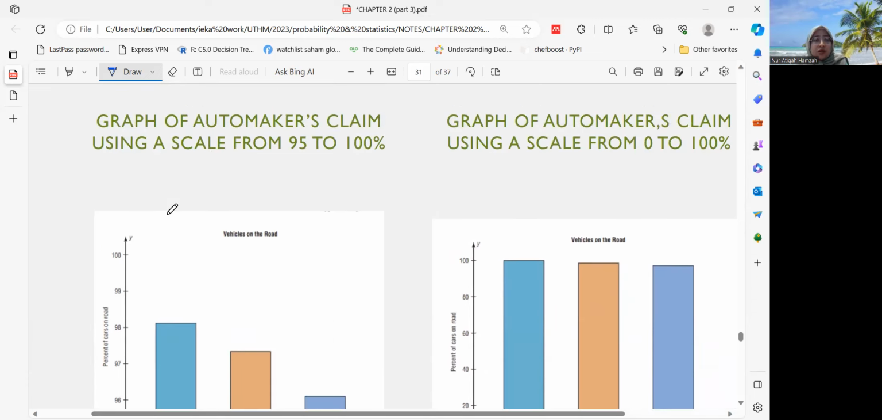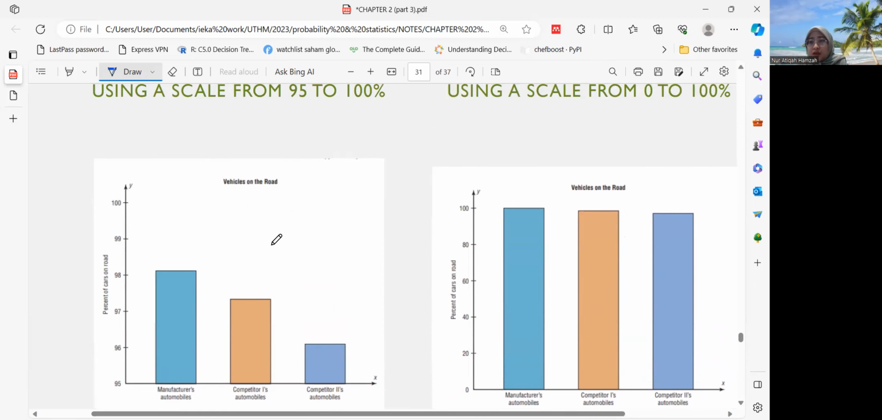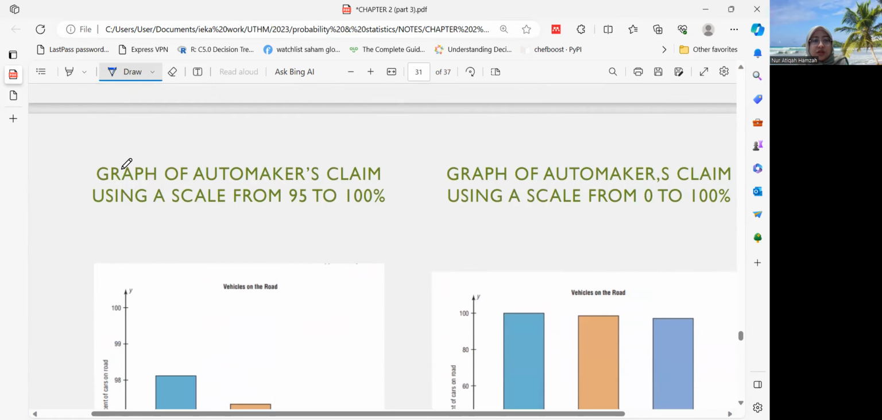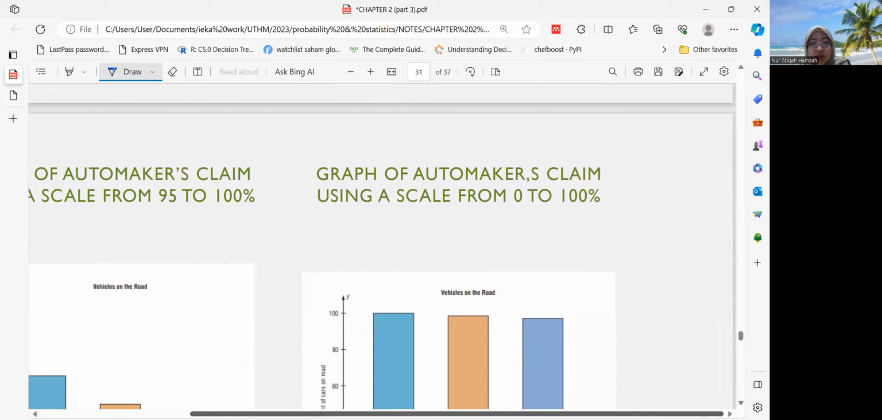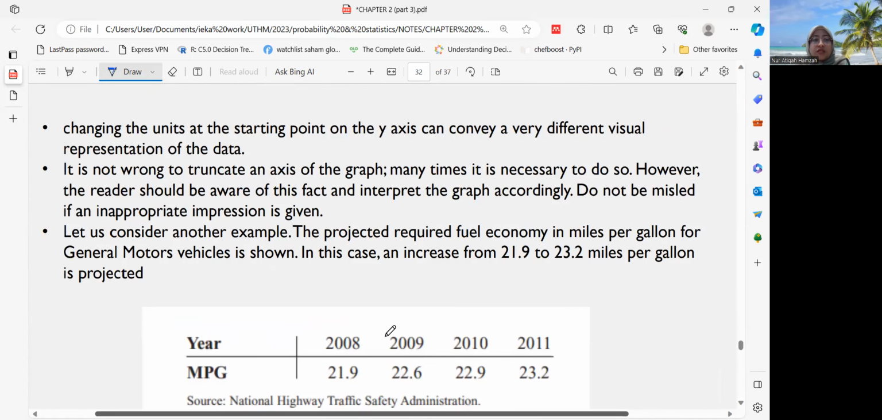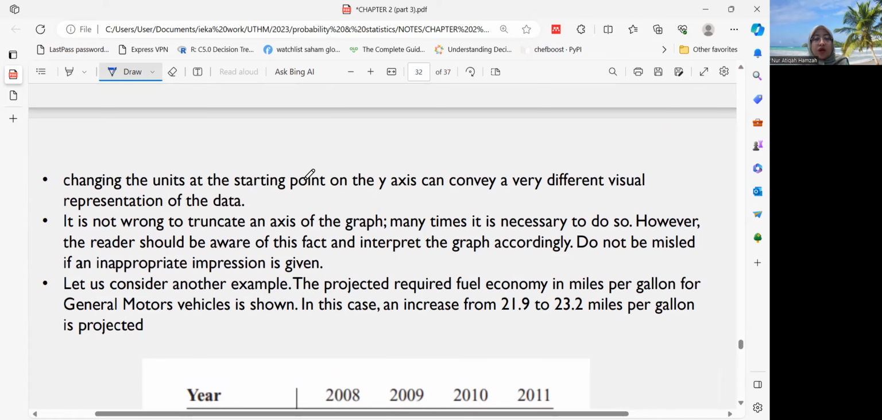So, we call this a truncated scale. Okay, so this is a graph of the automaker's claim using a scale from 95 to 100%. Okay, and then this is the graph with a scale from 0 to 100. Okay, changing the unit at the starting point on the y-axis can convey a very different visual representation of the data. Okay, it is not wrong to truncate the axis. Okay, so apa yang dia buat tu nama dia ialah truncate axis.